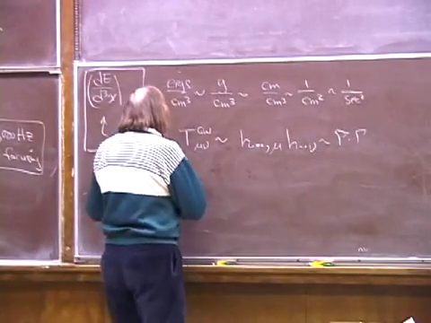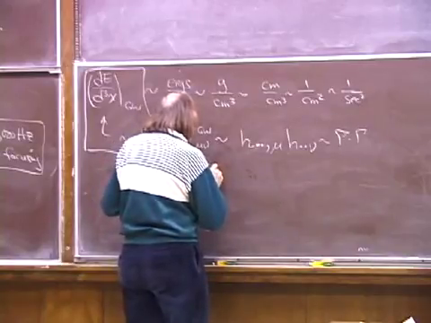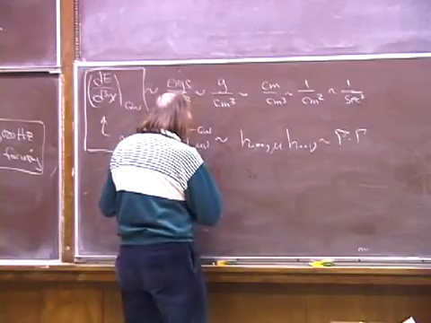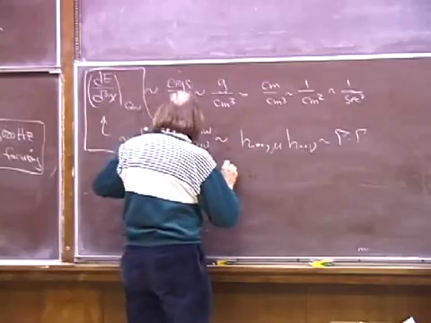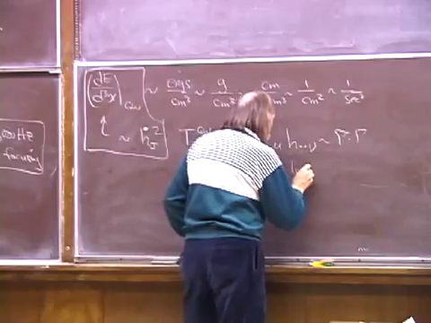So there are more sophisticated ways to discover this, but the bottom line is, from many different arguments, you conclude that gravitational wave energy is not localizable.